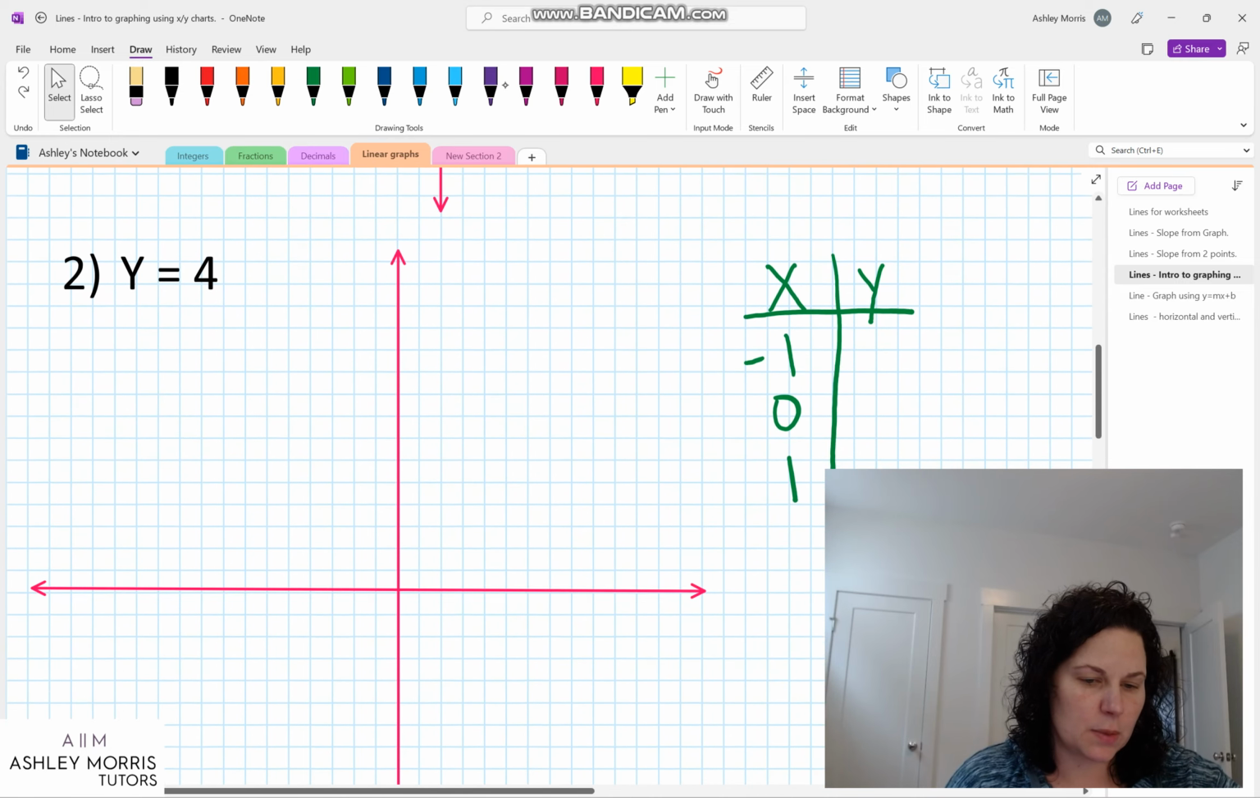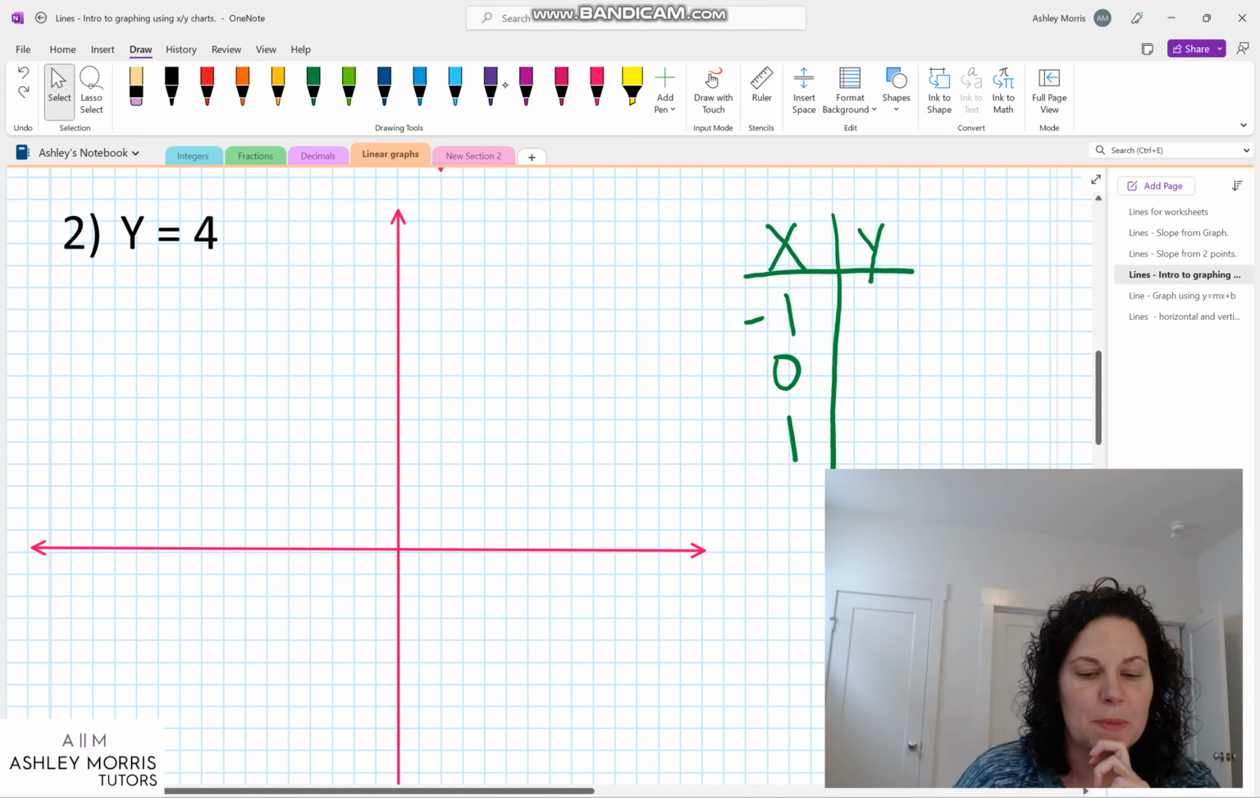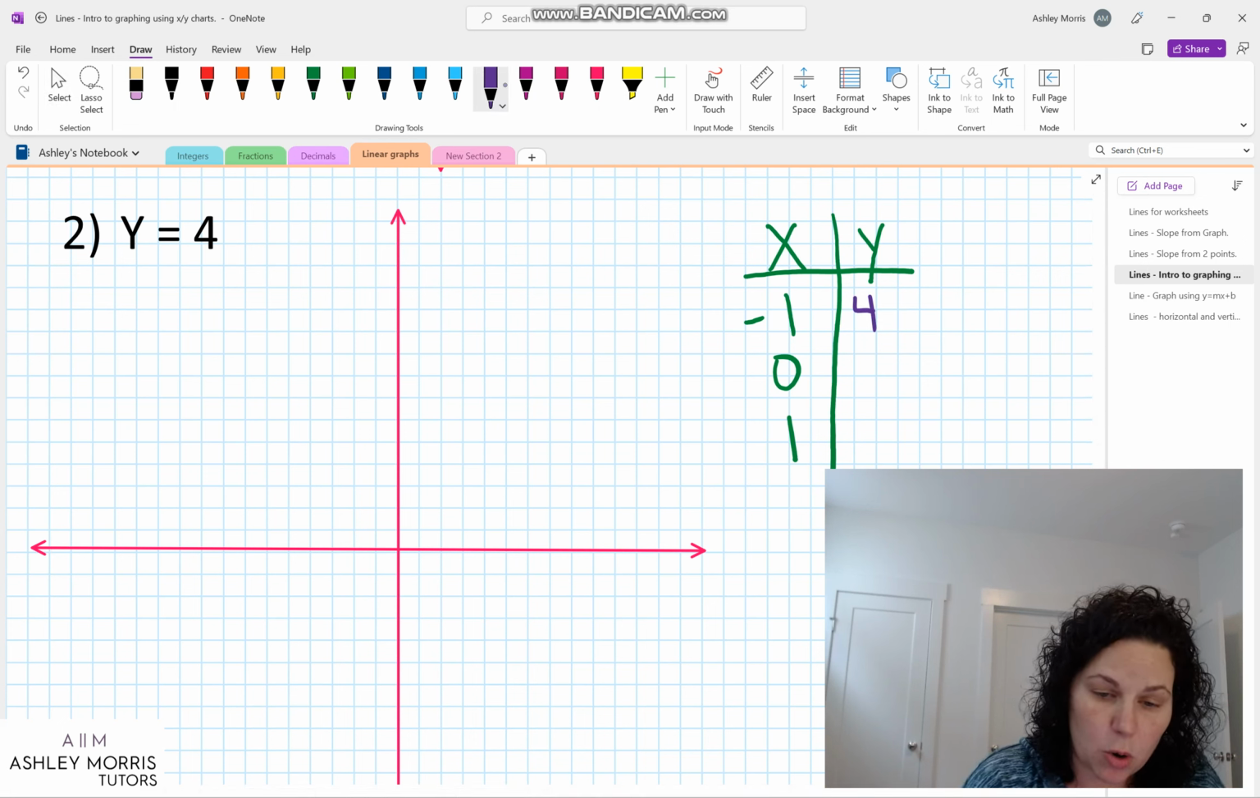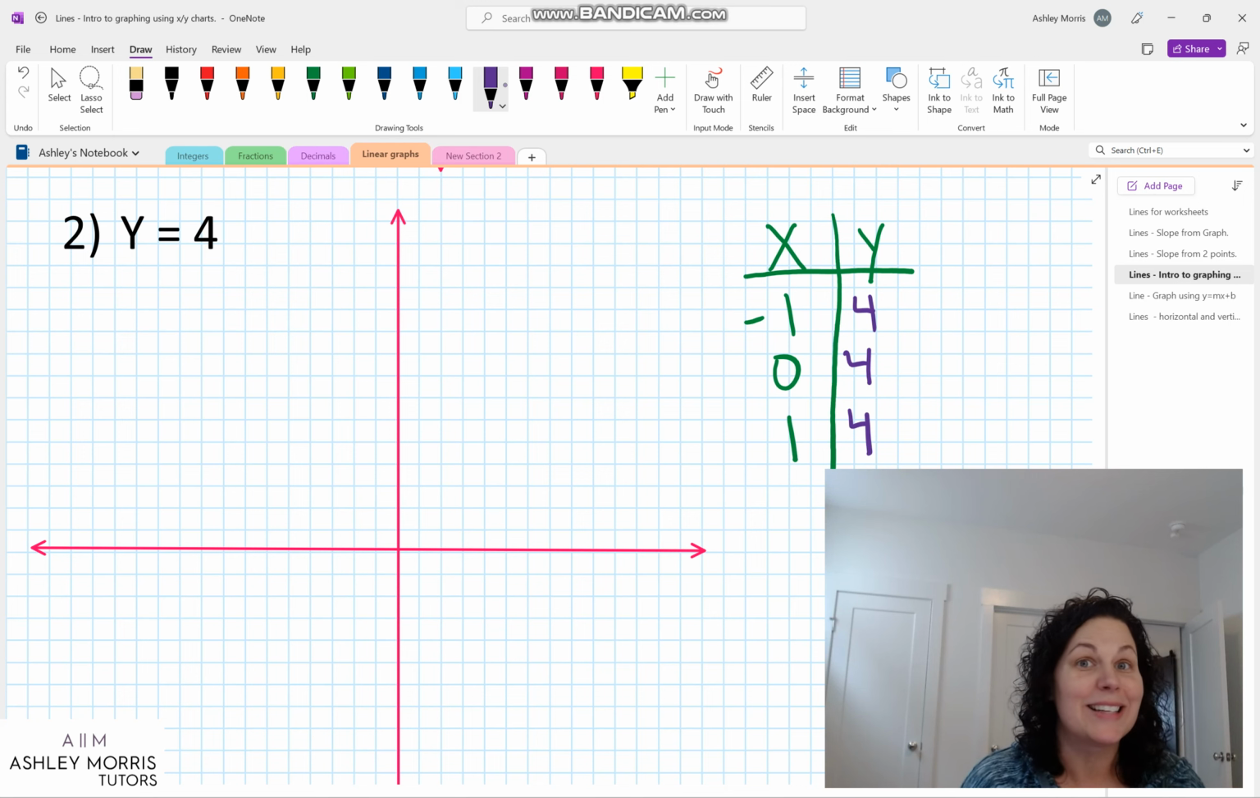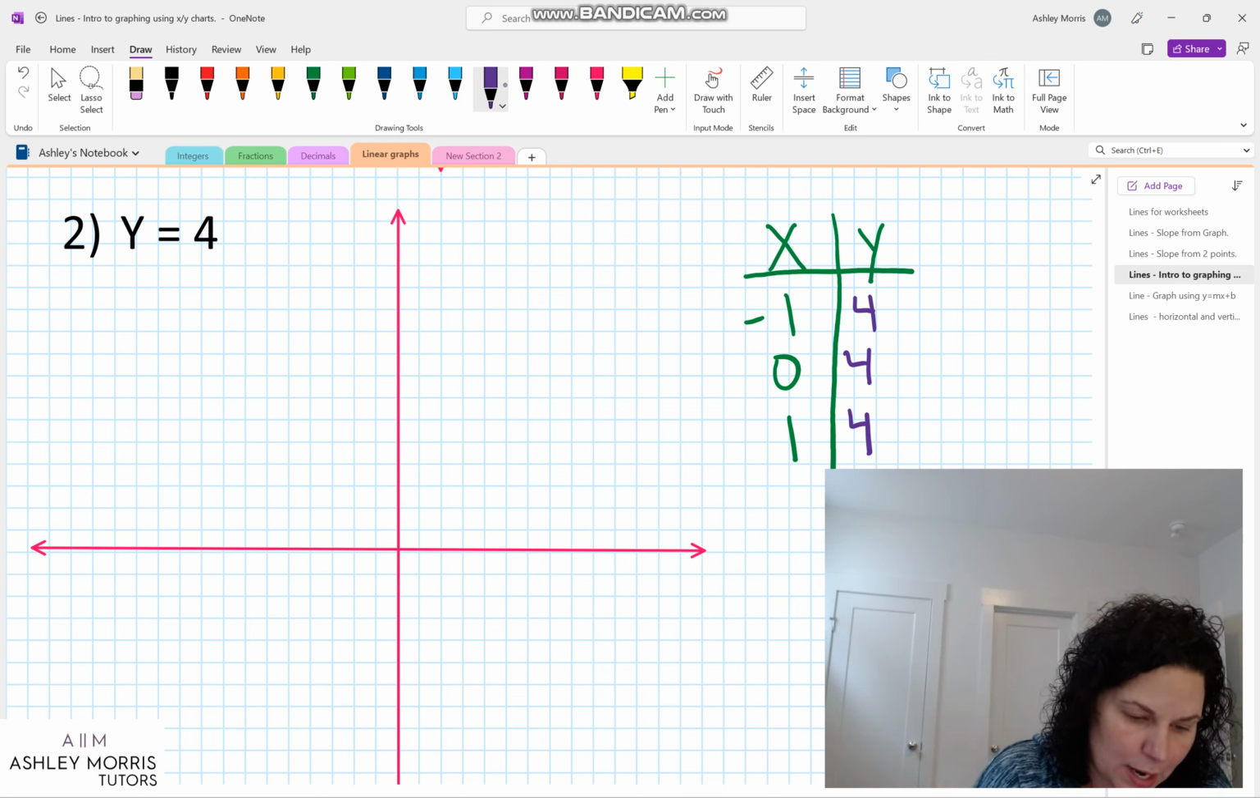All right, let's look at this one. This is a little different. Y equals 4. This means no matter what I plug in for X, Y will always be 4. Okay, Y equals 4. Always. Doesn't matter what X is. So (-1, 4), (0, 4), (1, 4). And then connect those dots.